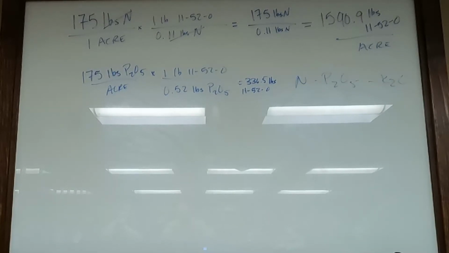All right, for number two, I got 278.95 pounds of triple 19. For number four, I got 393.94 pounds of... For number three, I got 358.33 pounds of 0060.